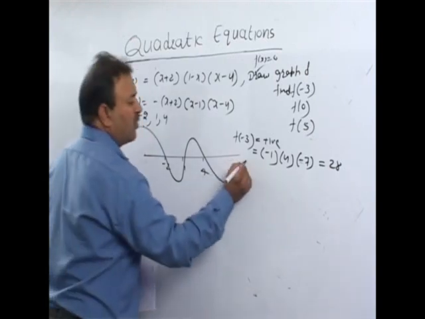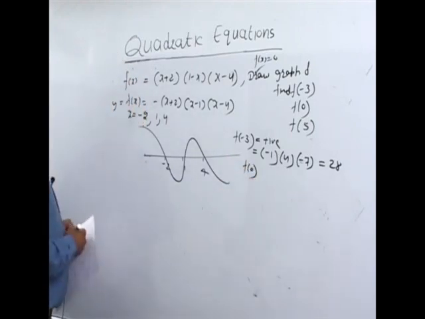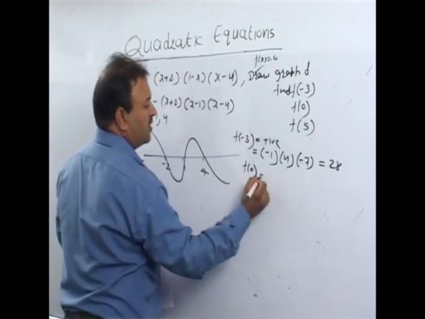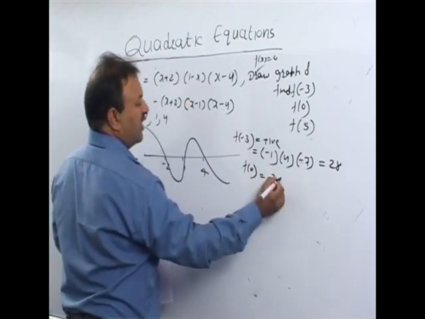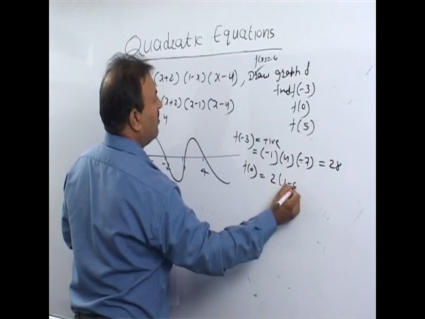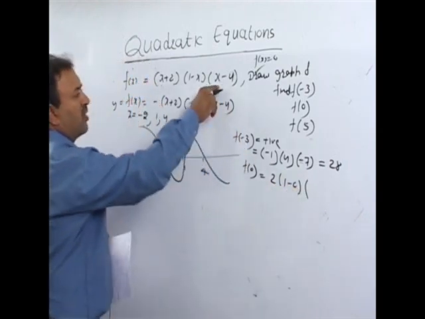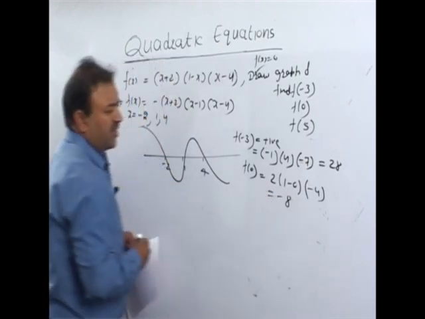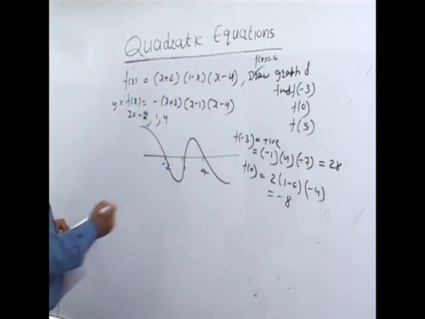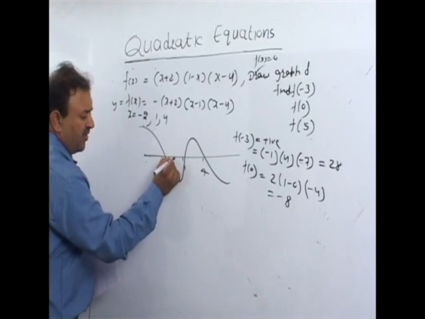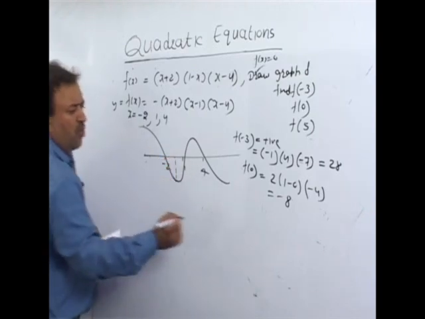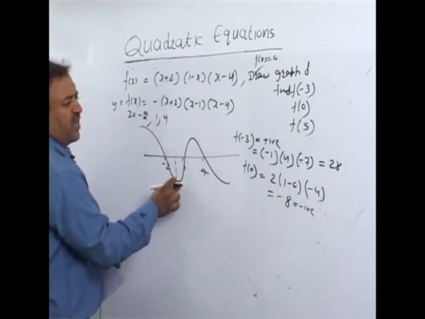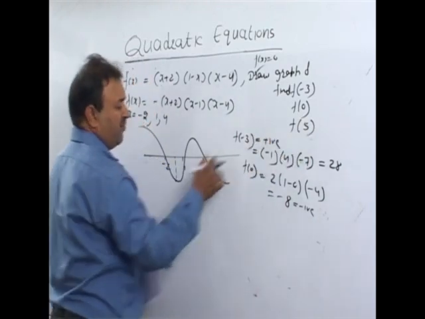Now we calculate f0. For f0 we'll substitute over here. It is 0, this is 2. Here we get 1 minus 0, 1 minus 0, and here it is 0 minus 4, minus 4. We got minus 8. Now clearly f0 lies over here in between. So f0 comes out to be negative.